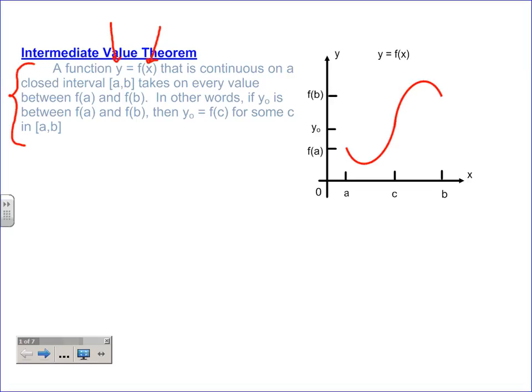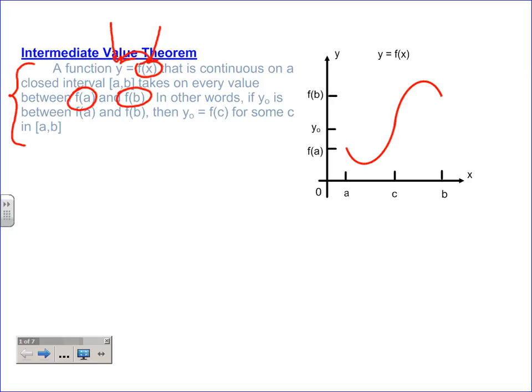It says if it is continuous on a closed interval from a to b, notice the brackets are on there. What does that mean again? Including a and b, yeah. It ends, true. Takes on every value between f of a and f of b. So are these x values that we're talking about here or y values? Those are y values, because f of x spits out a y value. So they just changed x to a and b. So f of a and f of b are going to be y values.